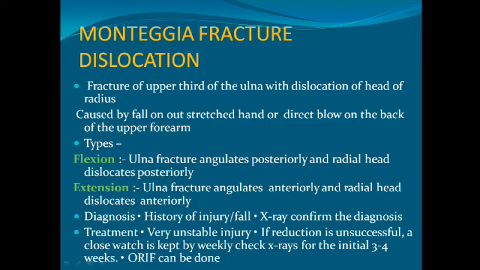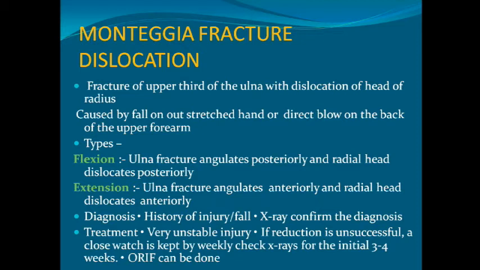So basically you will have two types. Later on I will explain a good classification, but for the time being, we can have two types, flexion and extension. So what is this flexion type? When the ulna fractures and angulates posteriorly, and the radial head also dislocates posteriorly. If both go posteriorly, we call it flexion, and if both go anteriorly, we call it extension type.